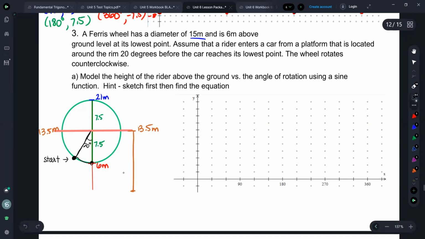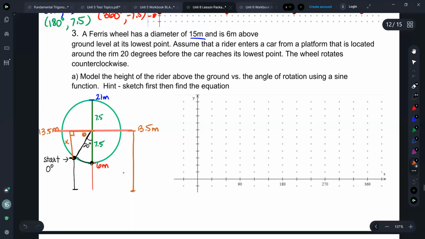So start is always 0 degrees. That will be my 0 degree location. I'm not sure exactly how high this is off the ground. I know it's probably close to 6, but I'm not sure exactly what that is. At this location, it's at 6 meters, but I don't know how tall it is at this location. We can calculate it, because if I make a right angle triangle here and find this, then I can just subtract that from 13.5 to get our starting height.